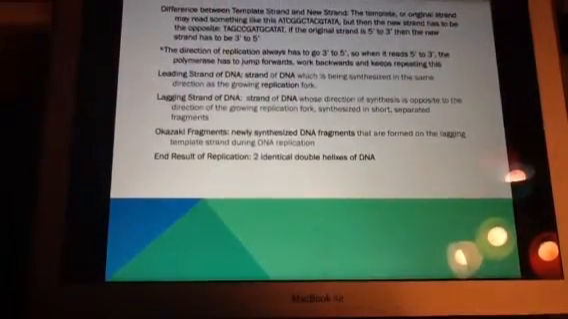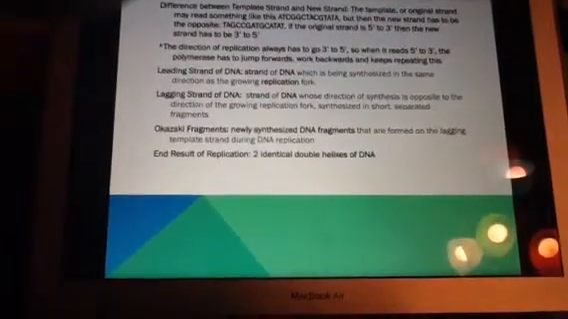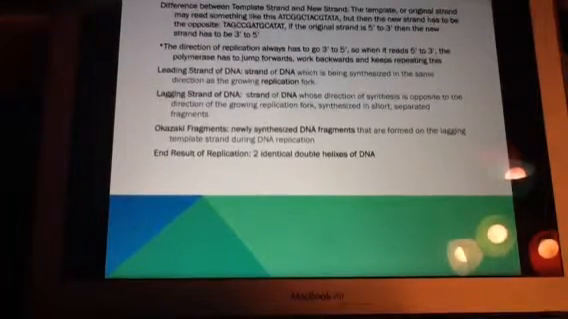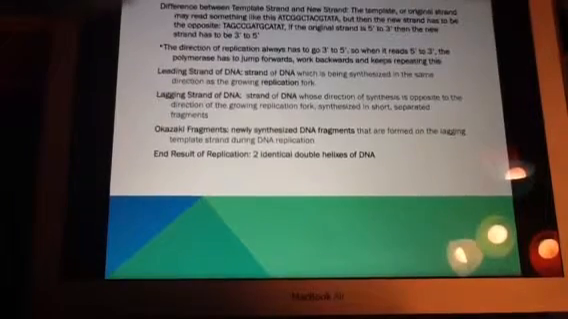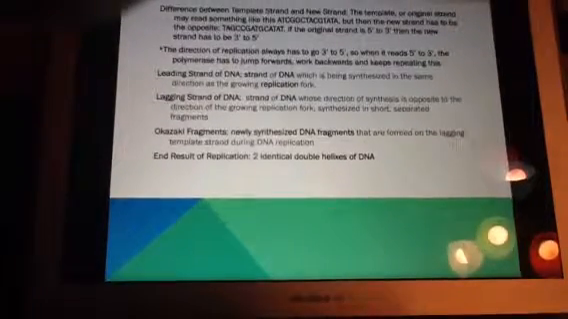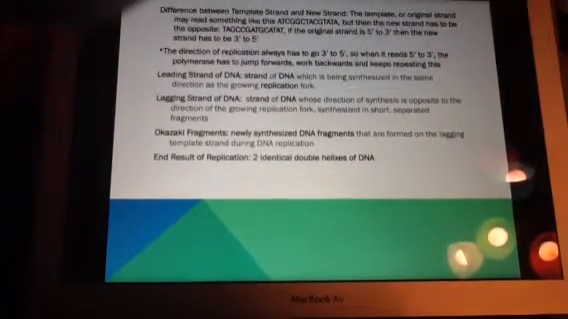And then the Okazaki fragments are the newly synthesized DNA fragments that are formed on the lagging template strand during the DNA replication. And then the end result of the replication are two identical double helixes of DNA, so it's an exact copy of the original DNA you unzipped and copied.